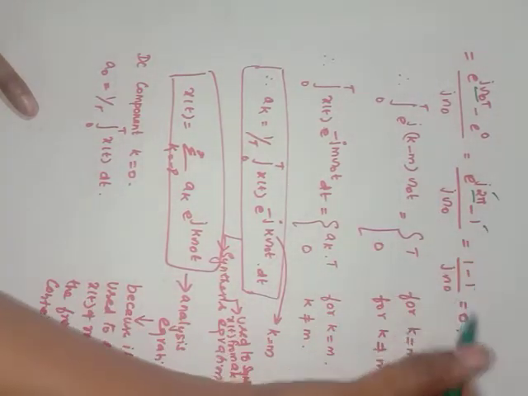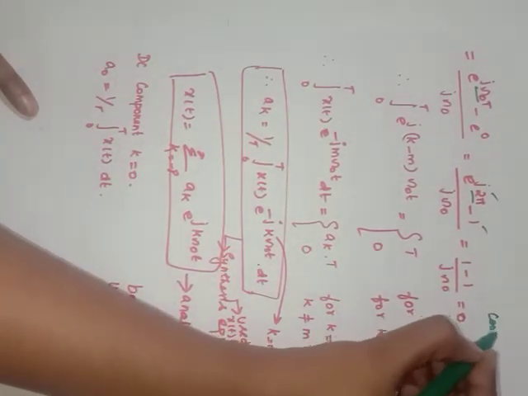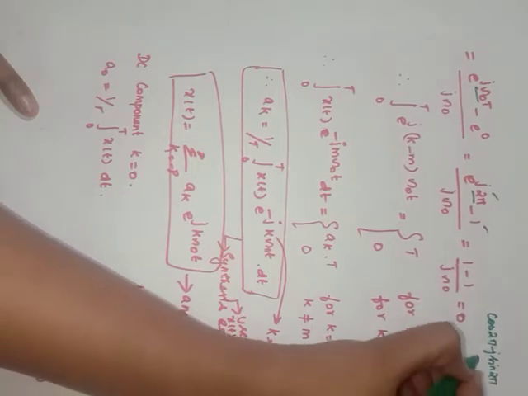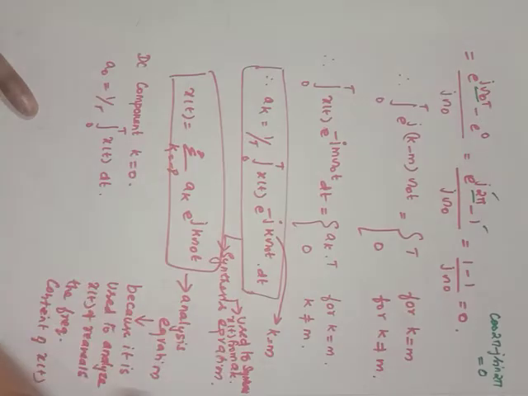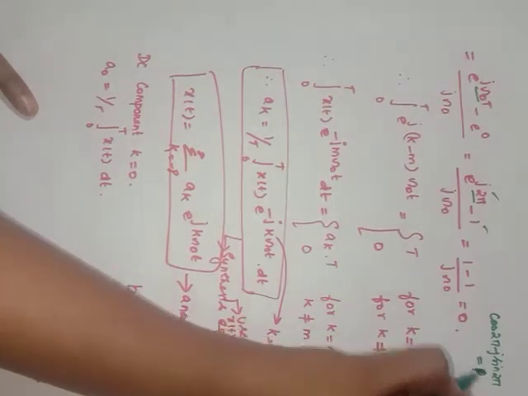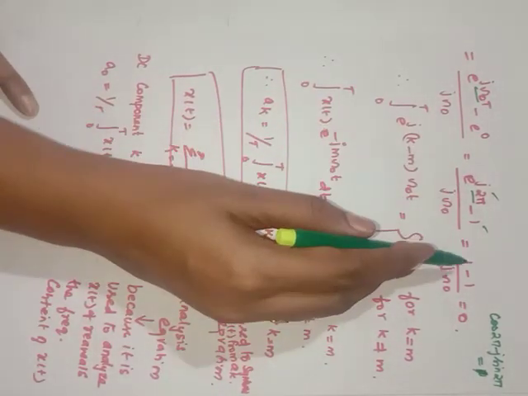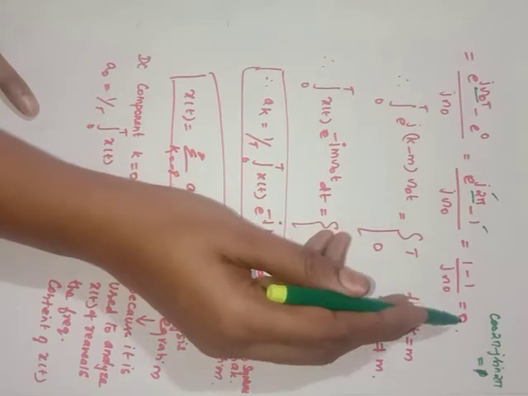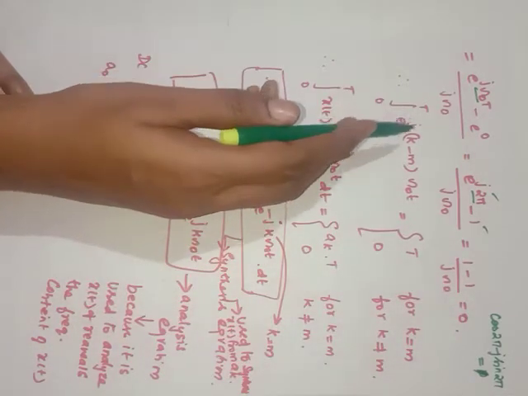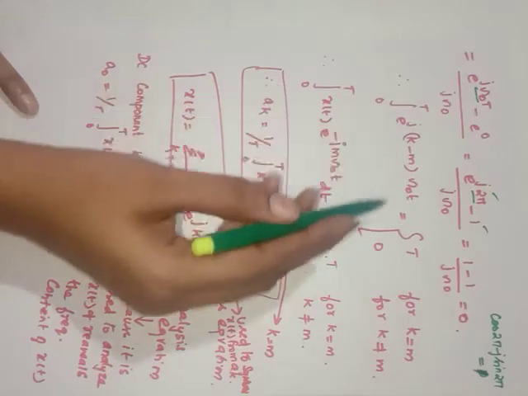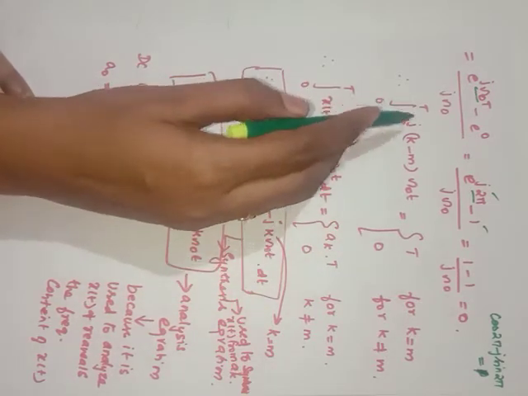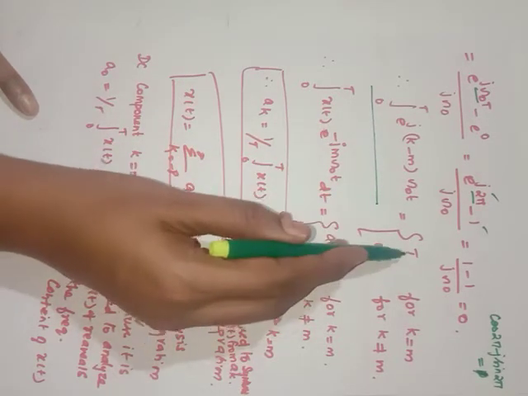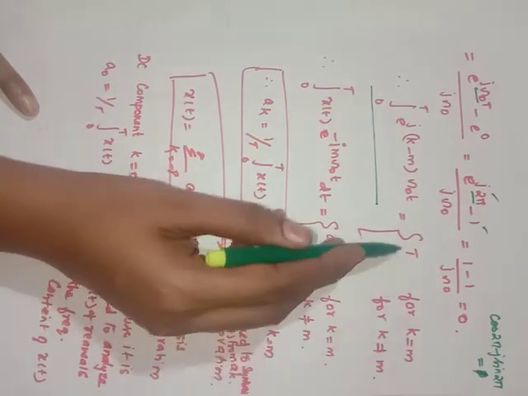Here e power j 2 pi can be written as cos 2 pi plus j sin 2 pi, which is equivalent to 1. So you will get 1 minus 1 divided by j omega naught, which is equal to 0. Similarly, if we check for different conditions, for this integration from 0 to T, if k equal to m the answer is T.